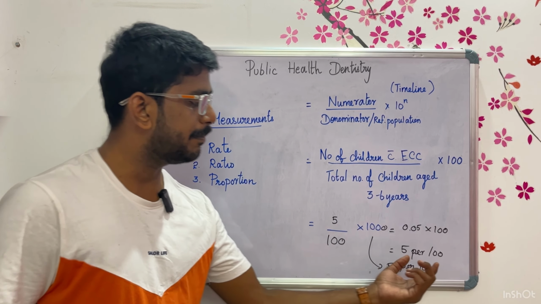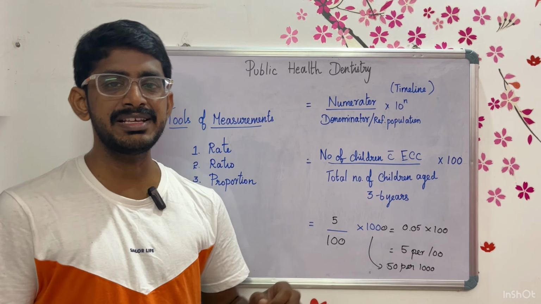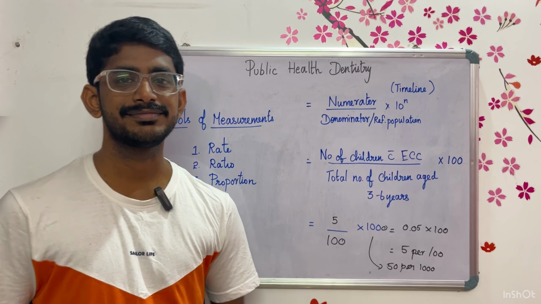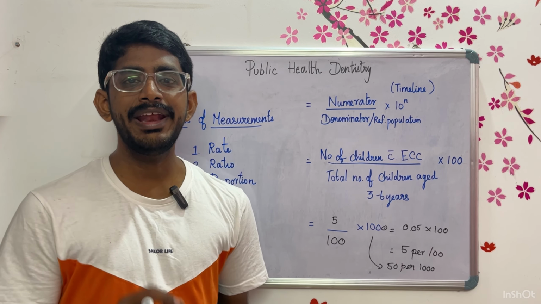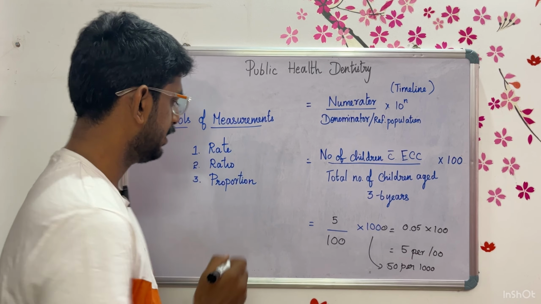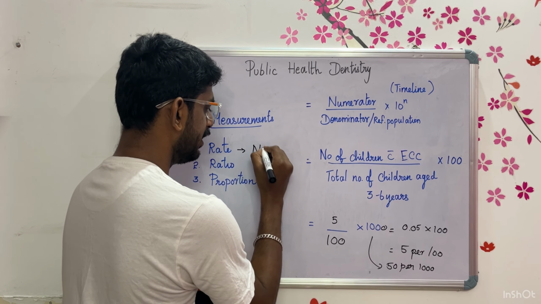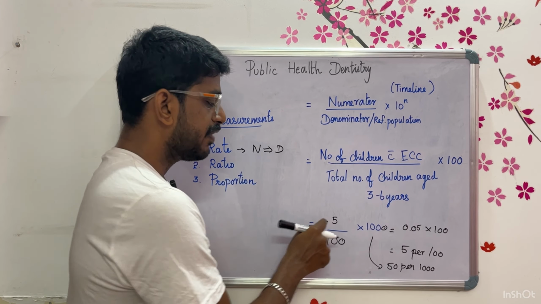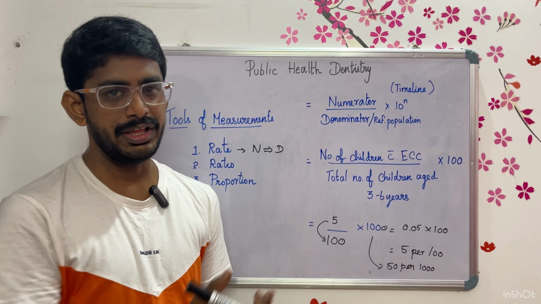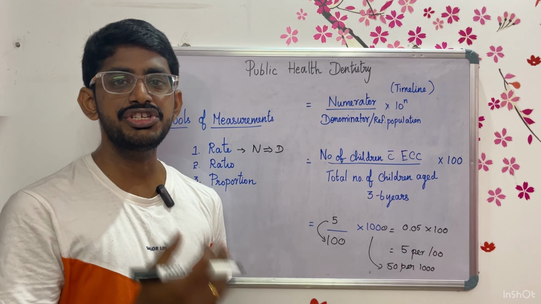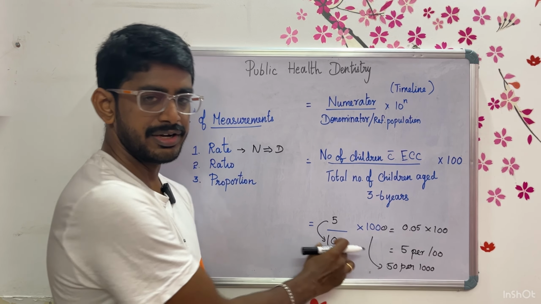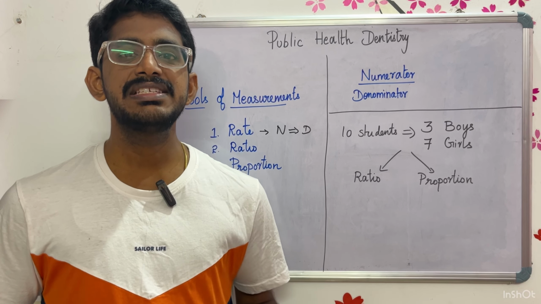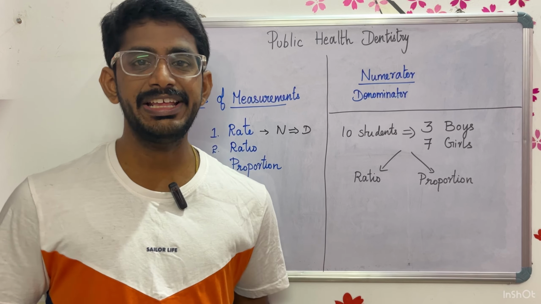If you want to express it per 100, you multiply by 100. If you want to express per 1000, per million, you multiply it accordingly. That is the multiplier. And remember, in a rate, numerator is a part of the denominator, which means this number of children, this 5, actually came from this 100 only. Okay, these 5 children initially were part of the 100 children who were at risk of experiencing the event. Various examples for rates are rates for birth, death and fertility rate.